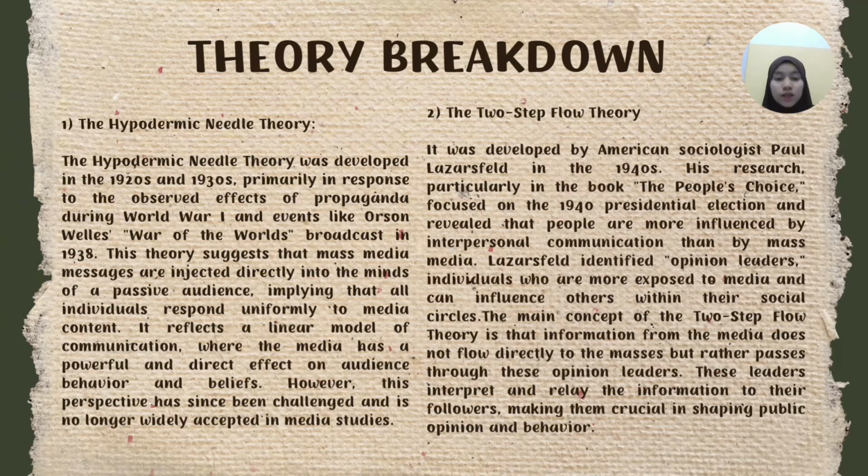The main concept of the two-step flow theory is that information from the mass media does not flow directly to the masses, but rather passes through these opinion leaders. These leaders interpret and relay the information to their followers, making them crucial in shaping public opinion and behavior.